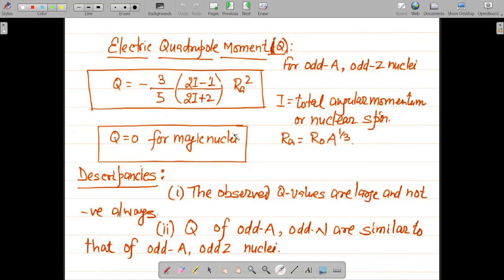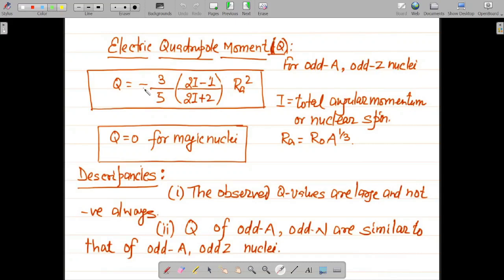Now what are the various discrepancies involved in this electric quadrupole moment? The discrepancies are as follows: the observed Q values are large and not always negative. You can see the electric quadrupole moment Q is shown with a minus sign in front. But it is not necessary that the electric quadrupole moment Q is always negative.